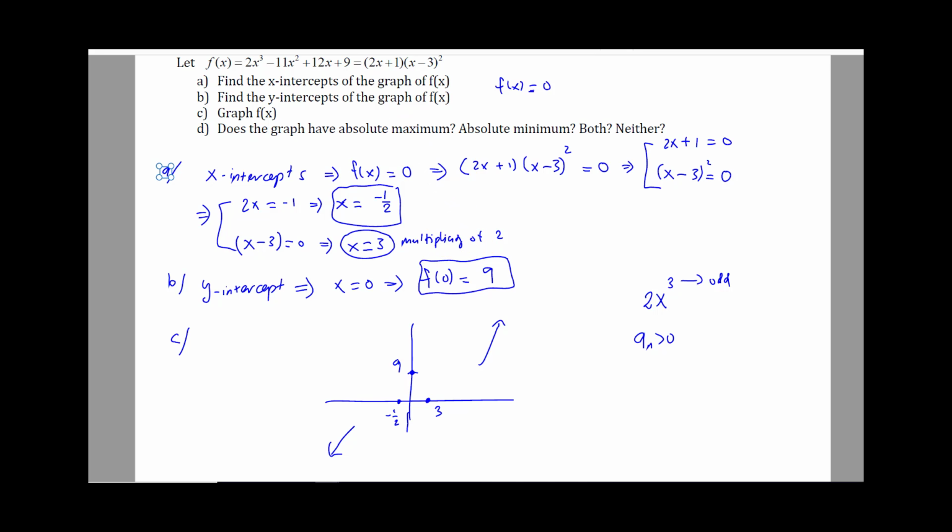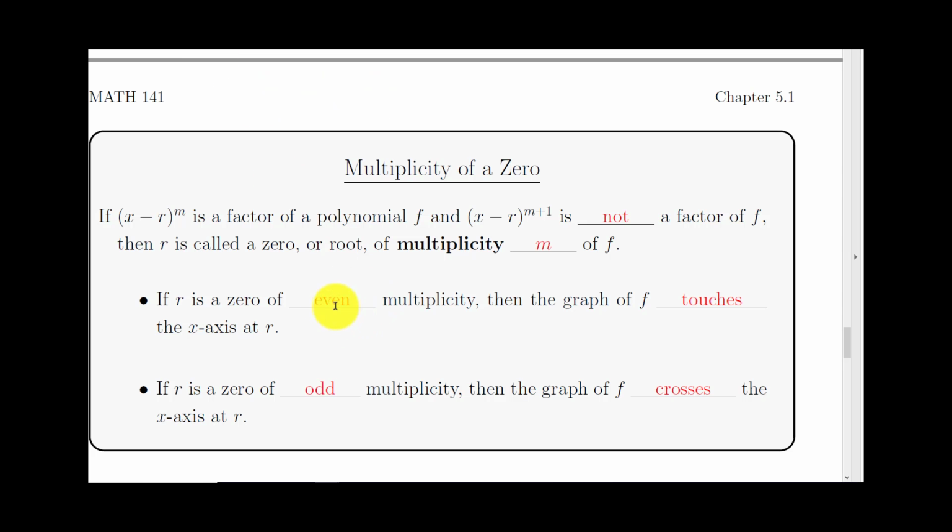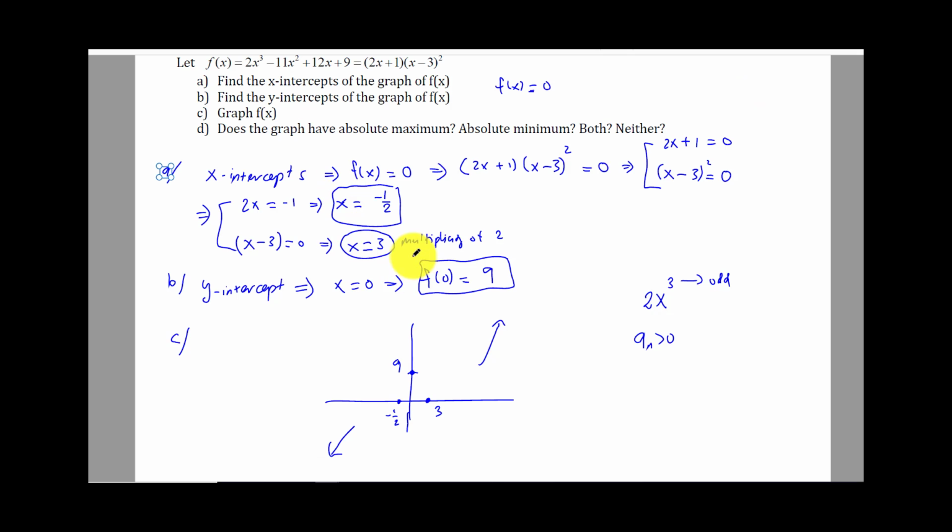So I know that if you have an even multiplicity, the graph will touch the x-axis. If you have an odd multiplicity, the graph will cross the x-axis. Now we have the 2, which is even, so 2 is right here. So the graph will touch the x-axis at this point. It will only touch at 3, but not cross.